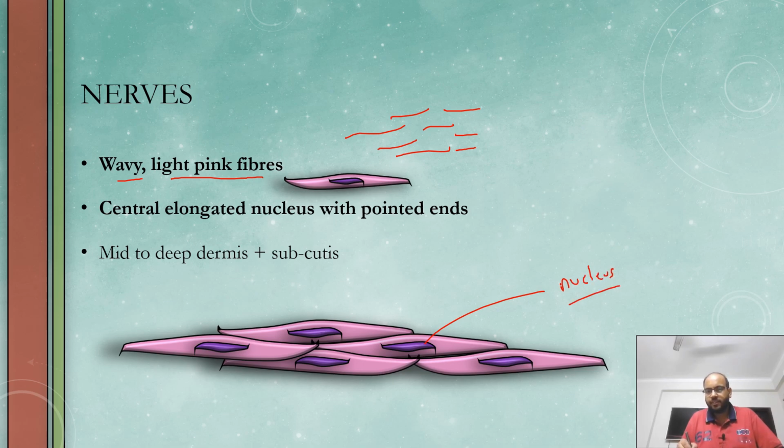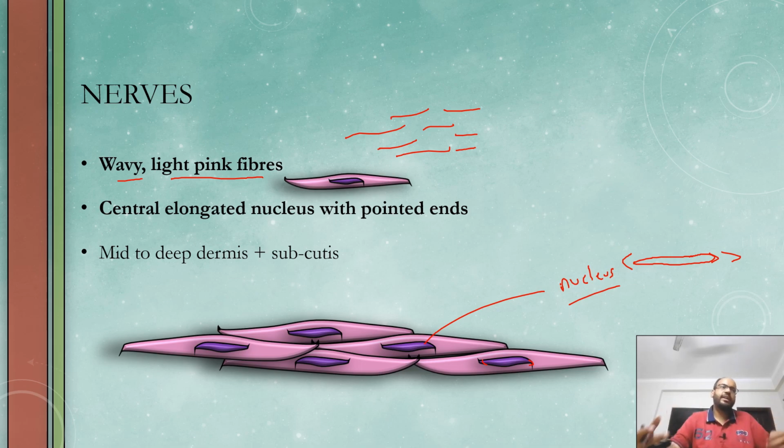it is centrally located. Look at the diagram: the nucleus is at the center. It is elongated with pointed ends. The ends are pointy, the ends are tapering. They are found in the mid to deep dermis and also at the level of the subcutis. So these are the nerves.